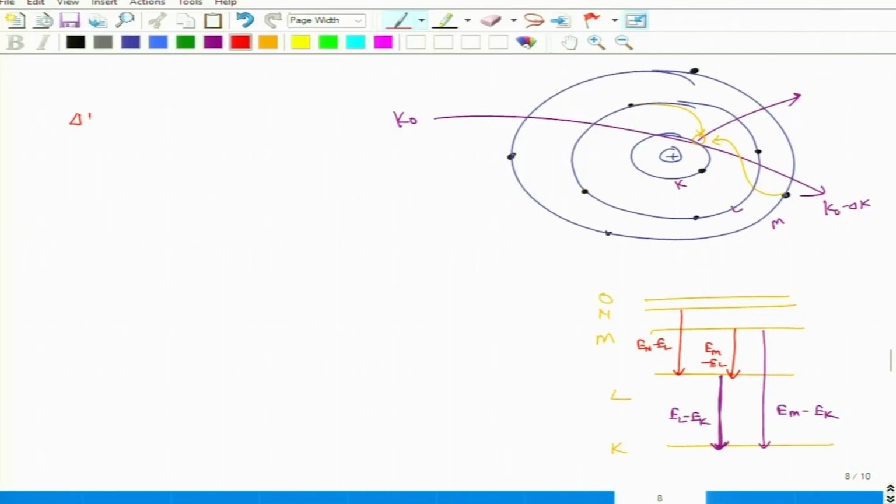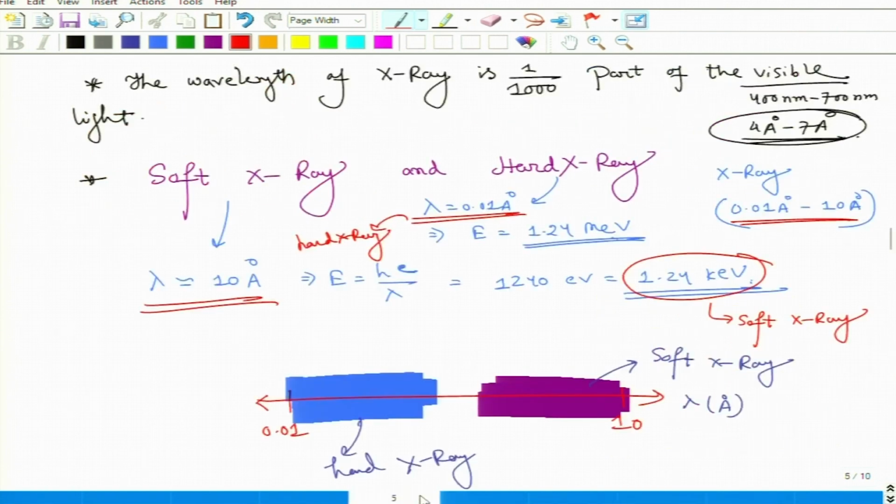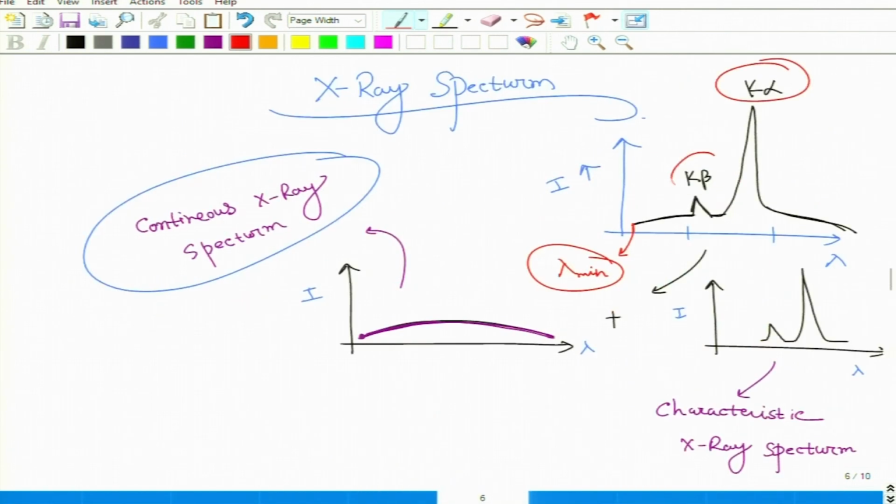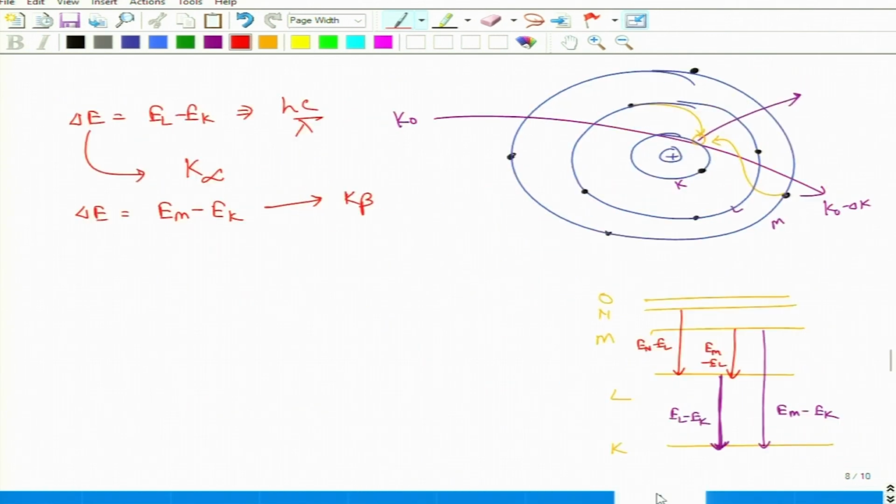For that transition, delta E equals EL minus EK. That will be hc by lambda for a specific lambda, right? So this peak is called the K alpha peak. And for another transition, this peak is called the K beta peak. As we see here, there are two peaks, right? K alpha and K beta. So these two peaks are there due to these two transitions, the K alpha peak and the K beta peak.